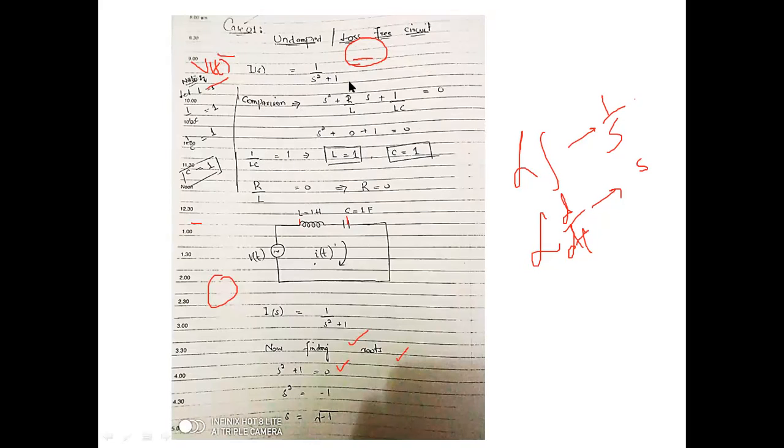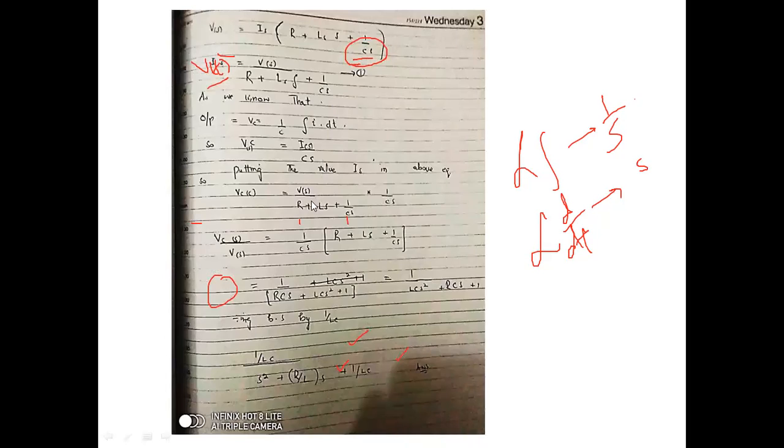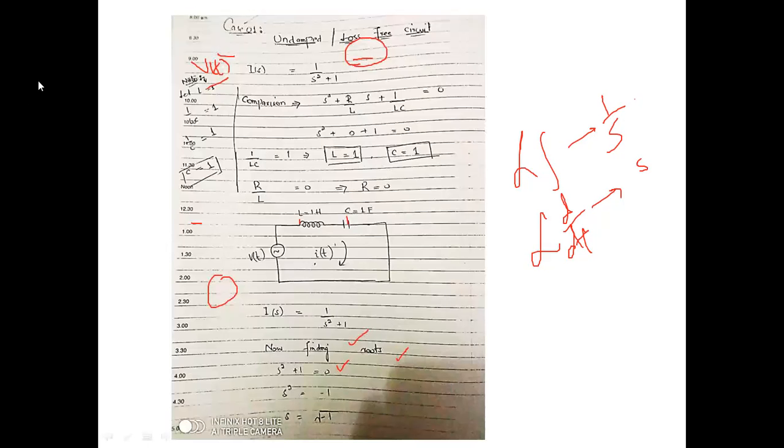By comparing this given equation with this standard discriminant, s square plus R over L, we have found this in the previous lecture. This one. Okay. So s square plus R by L s plus 1 over LC.